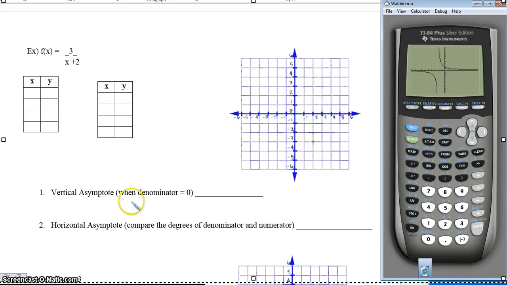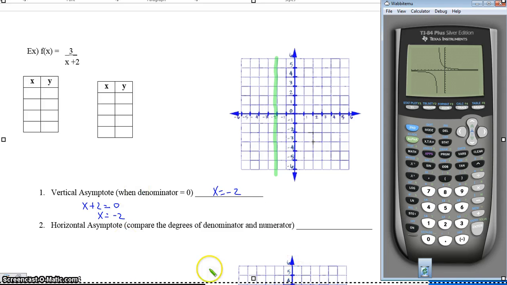Our vertical asymptote is when I set the denominator equal to 0. So we would find that it would be x equals negative 2. Let's get out a highlighter. I'm going to use a highlighter instead of my pencil because it'll show up a lot better, and I'll also realize that that's not really part of my graph. And let's draw a vertical asymptote at x equals negative 2.